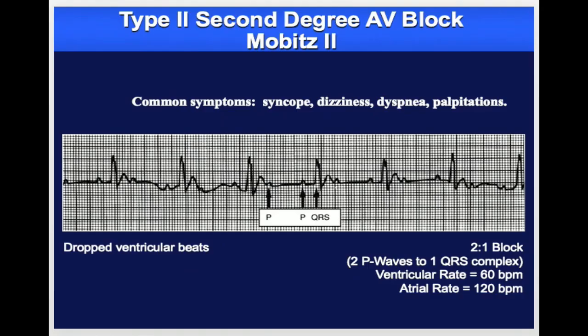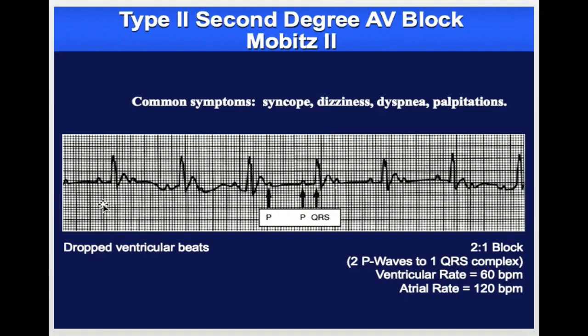Type 2 second degree AV block, that's Mobitz type 2 AV block, results in consistently dropped ventricular beats. That means 2:1 block, let's say every other ventricular beat is dropped, 3:1, every third beat is dropped, and 4:1, etc. The His bundle is the most common site of type 2 AV block. The common symptoms include syncope, dizziness, and palpitations.